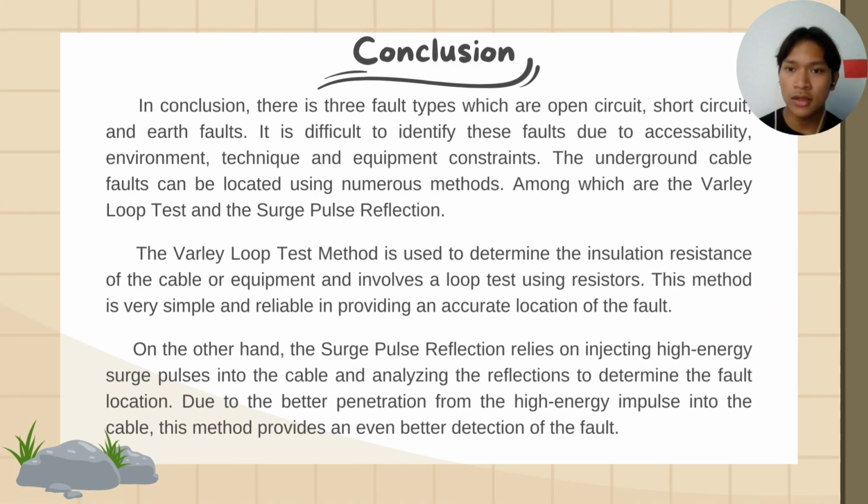In conclusion, underground cable faults can be located using numerous methods, among which are the Varley loop test and the surge pulse reflection. The Varley loop test method is used to determine the insulation resistance of the cable or equipment and involves loop tests using resistors. This method is very simple and reliable in providing an accurate location of the fault. On the other hand, the surge pulse reflection relies on injecting a high-energy surge impulse into the cable and analyzing the reflections to determine the fault location.